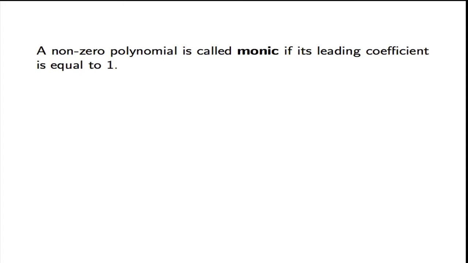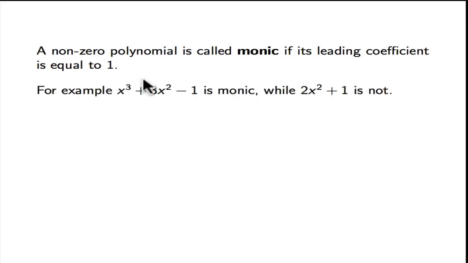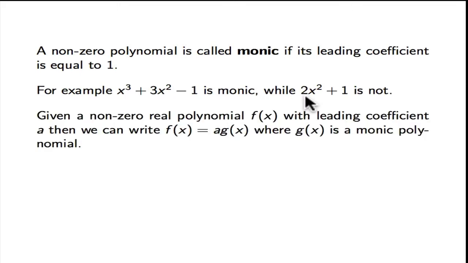So we say that a non-zero polynomial is monic if its leading coefficient is equal to 1. So for example, x cubed plus 3x squared minus 1 is monic, because the leading coefficient is the coefficient of x cubed, which is 1. But 2x squared plus 1 is not monic, because the leading coefficient is the coefficient of 2x squared, which is 2 and is not equal to 1.